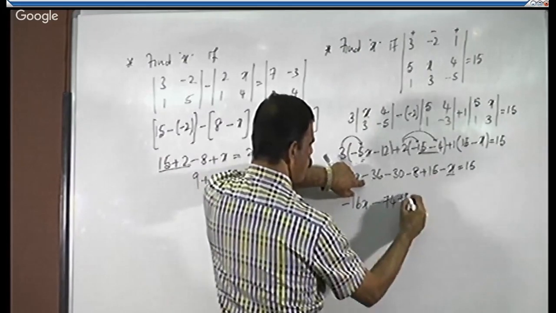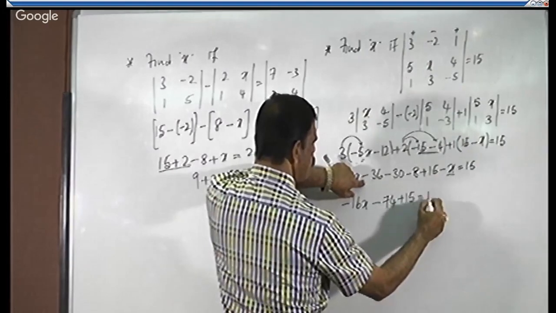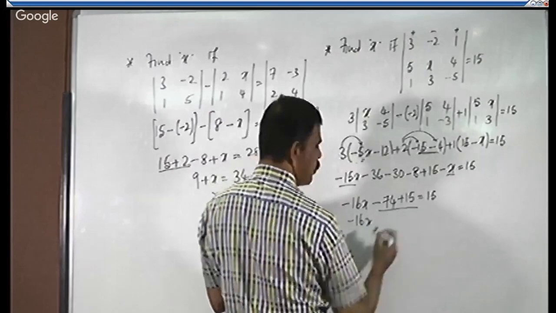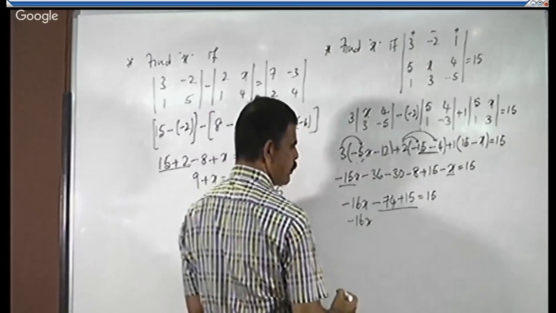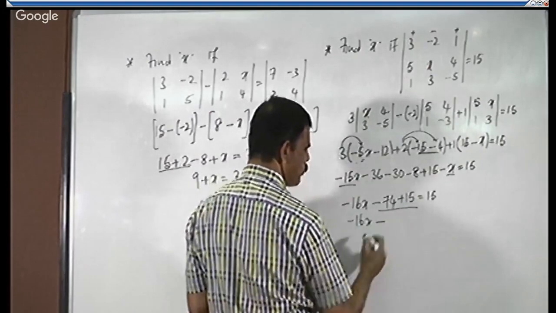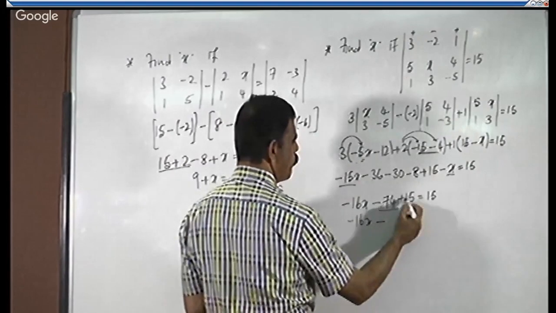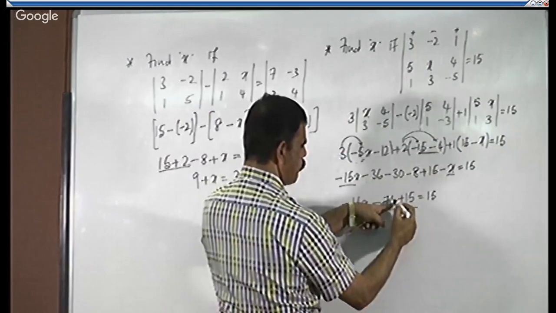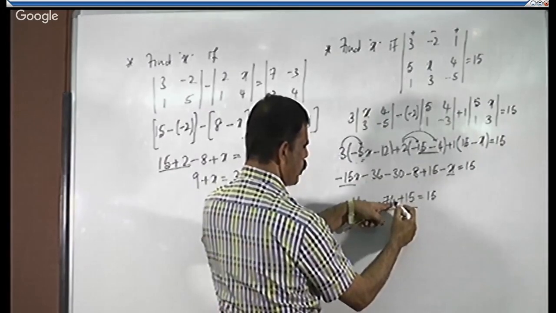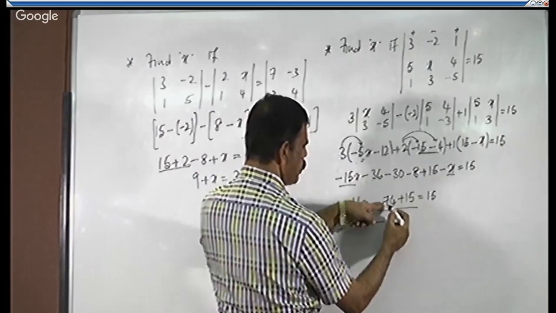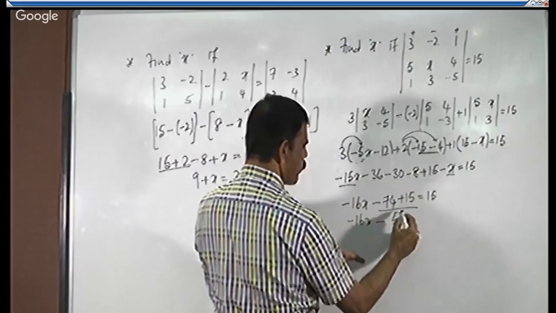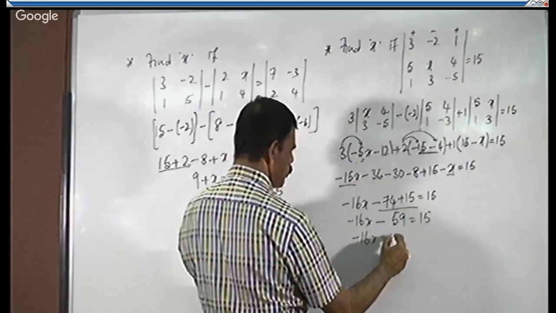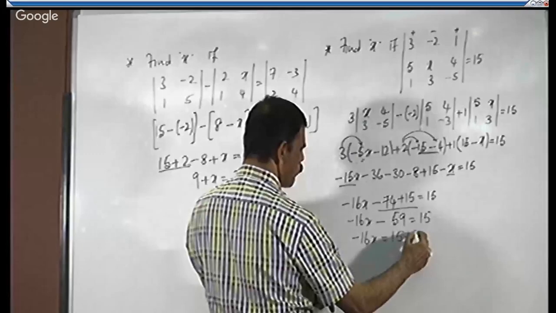Plus 15 is equal to 15, or minus 16x, minus 75 plus 15 is what? It is minus of. This is a 9. We have to borrow one from 7, it will become 14. 14 minus 5 is 9. 6 minus 1 is 5. Is equal to 15, or minus 16x is equal to 15 plus 59.